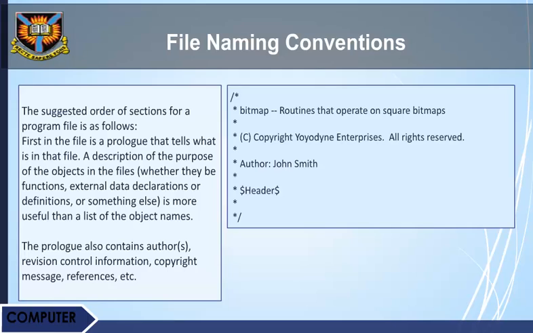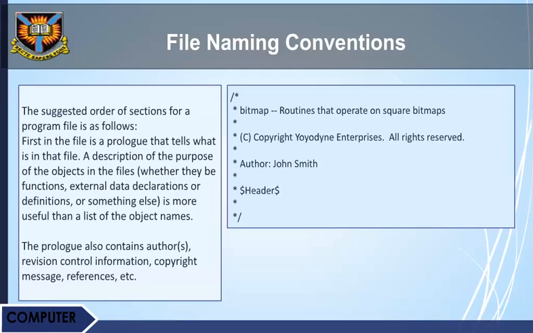The suggested order of sections for a program file is as follows. First, the file should have a prologue that tells what is in that file. A description of the purpose of the objects in the file, whether they be functions, external data declarations, definitions, or something else, is more useful than a list of the object names. The prologue also contains authors, revision control information, copyright message, references, etc.